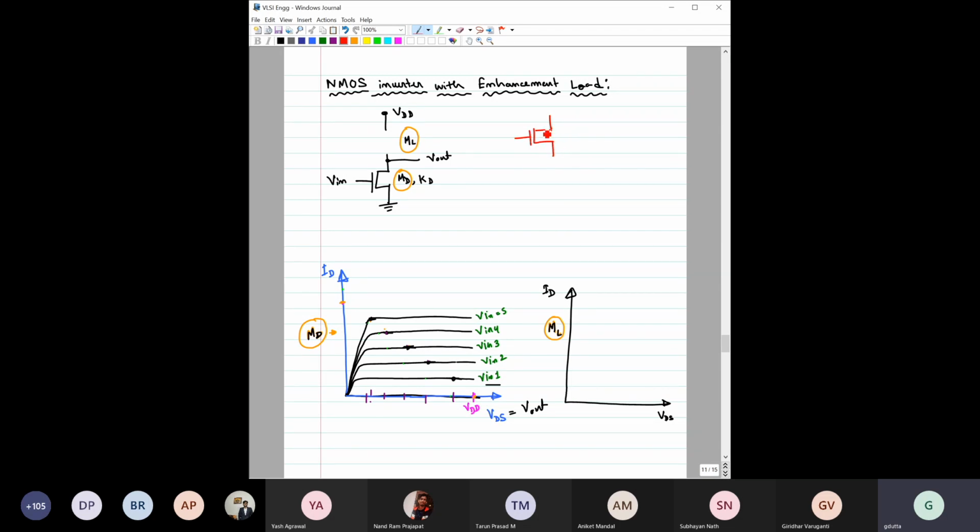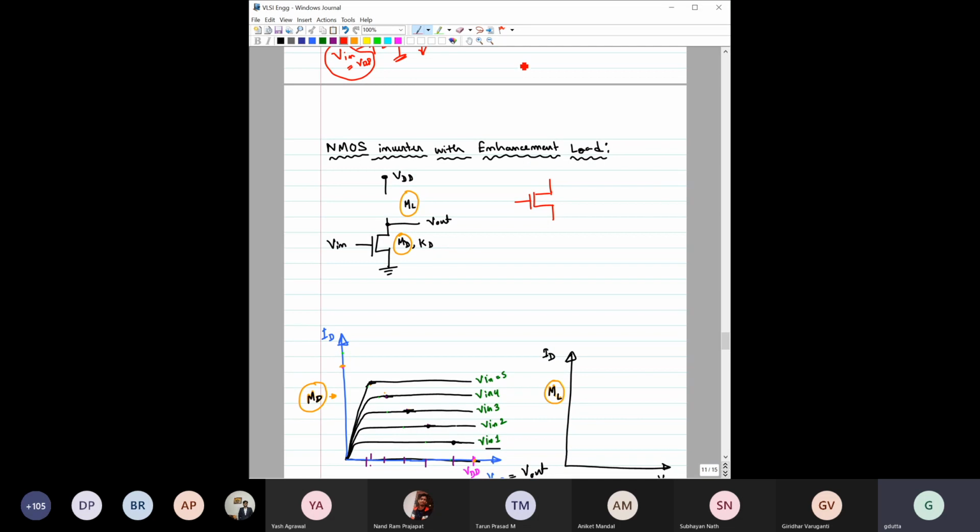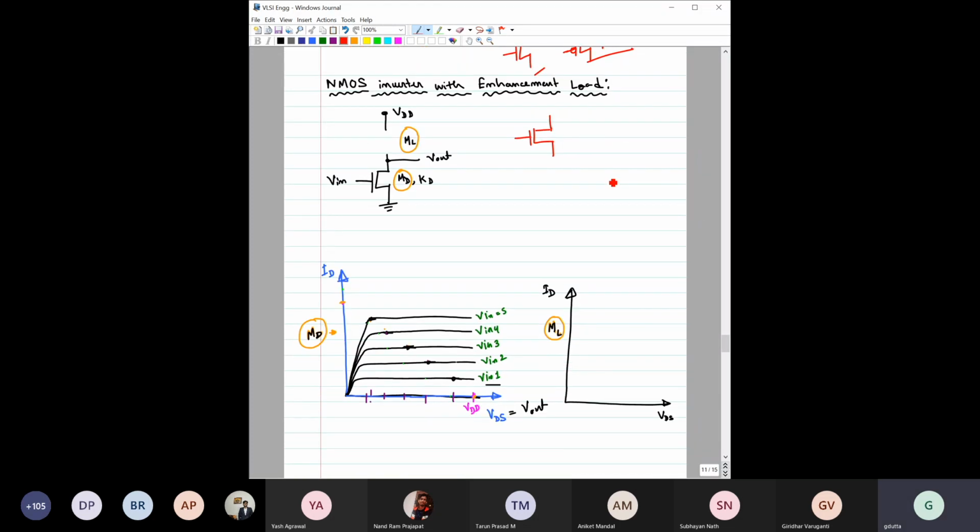By the way, I should say it beforehand: we will be using this symbol for NMOS, and this symbol with a bubble is for PMOS. Please do remember that. NMOS is this, PMOS is this. For this NMOS, suppose we connect these two terminals, the gate to the drain terminal.